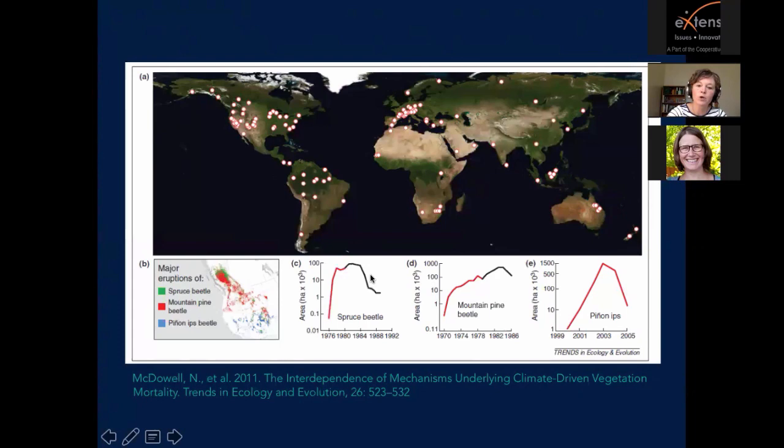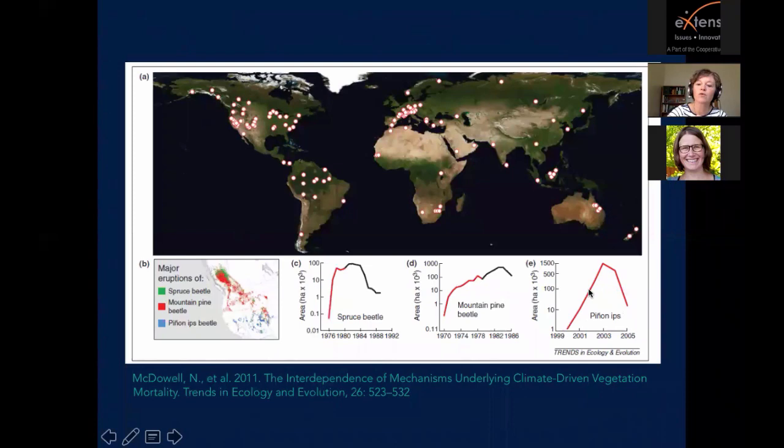Pinyon ips is interesting because during this period here that they have this area impacted by pinyon ips, it's always in a period of climatic anomaly. And so pinyon ips potentially is more of a flashy outbreak. The insect is never really released from that climatic stress period. And my last year in California, seeing how hard the western pine beetle is crashing, I'm starting to think that probably western pine beetle looks a lot like this, at least in California.